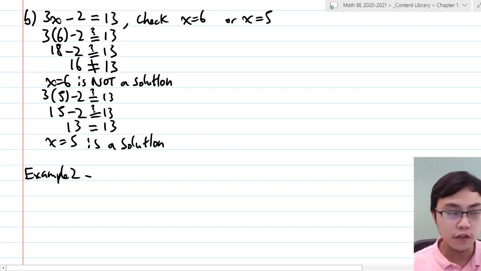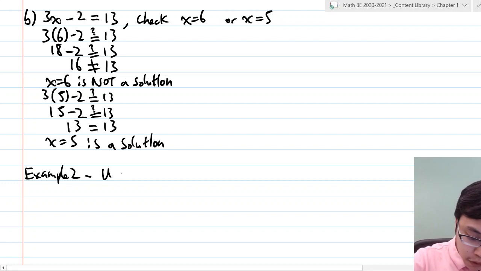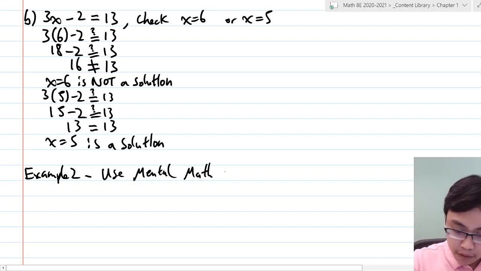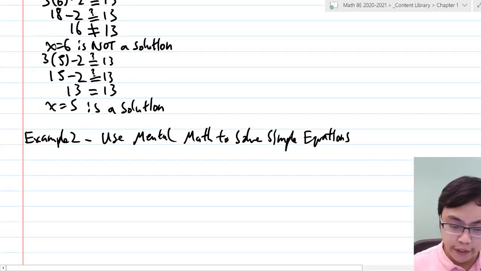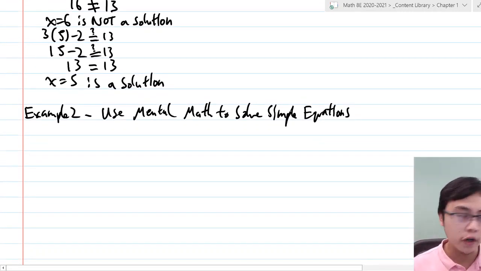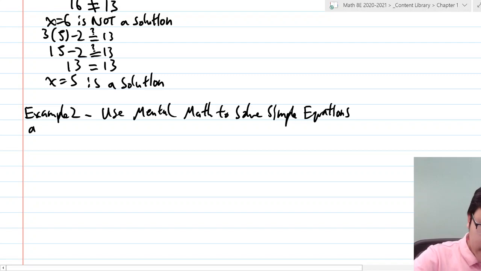Using mental math to solve simple equations. Okay, so we want to use mental math to solve simple equations. So what we want to do in your homework is, first of all, let's say that you had the question 9 plus x equals 12.